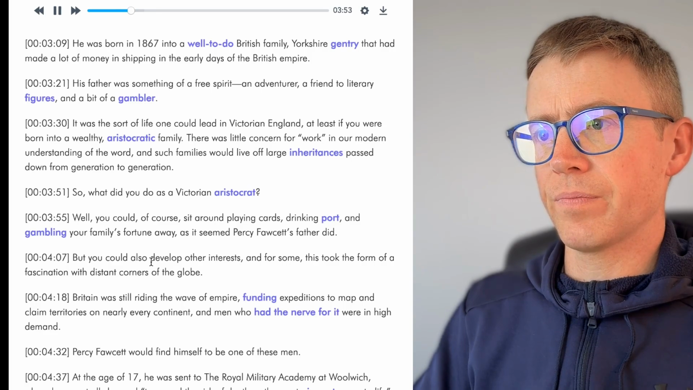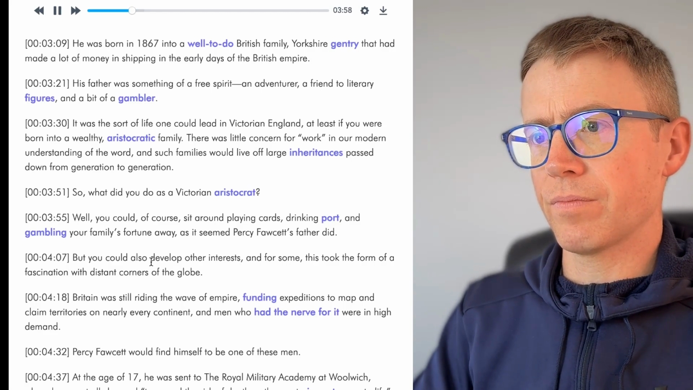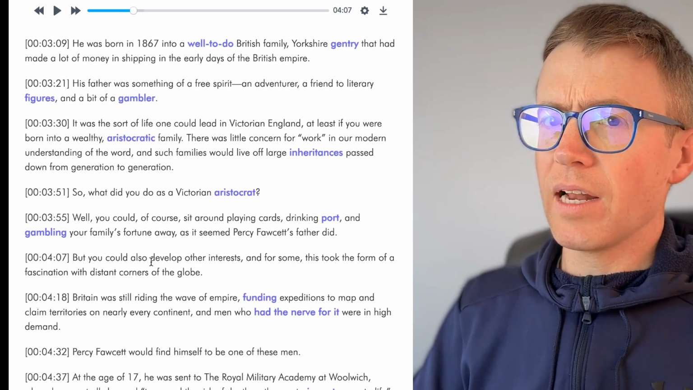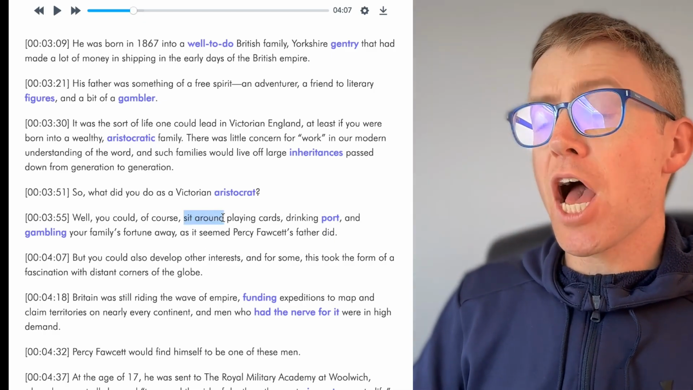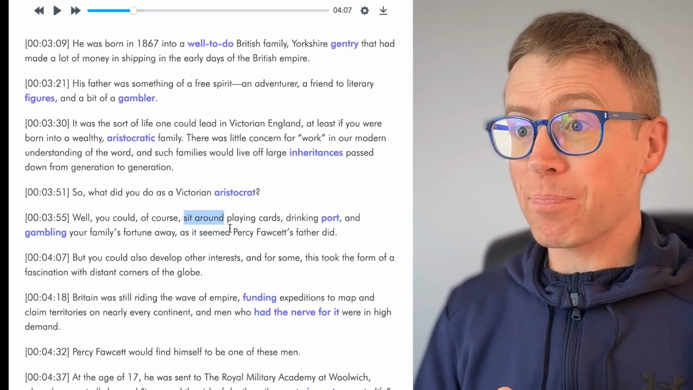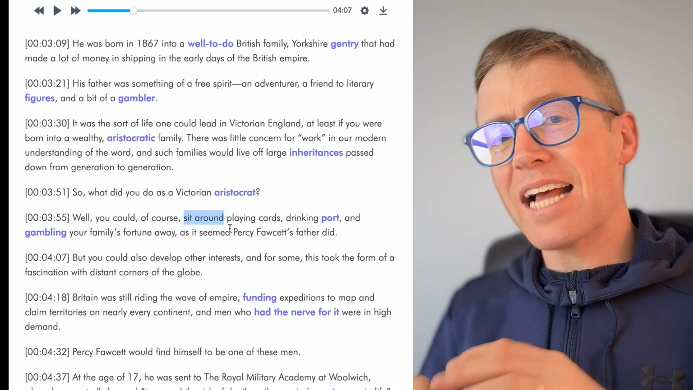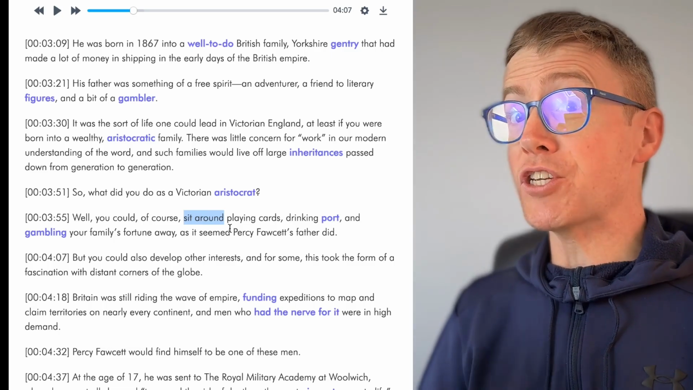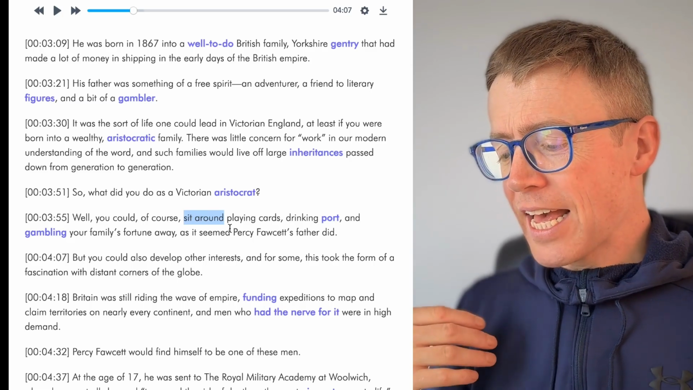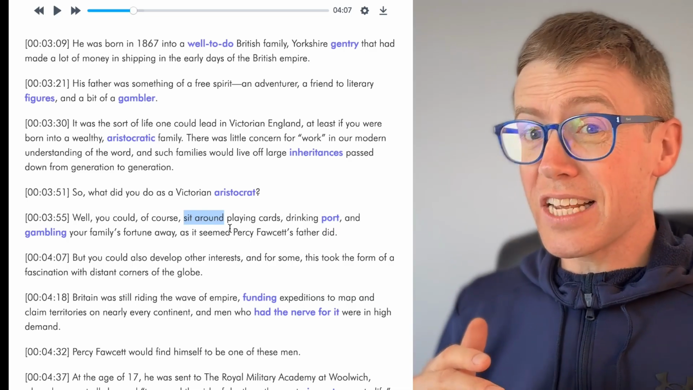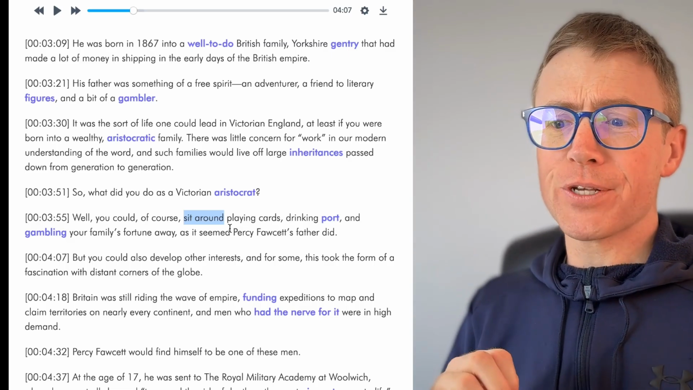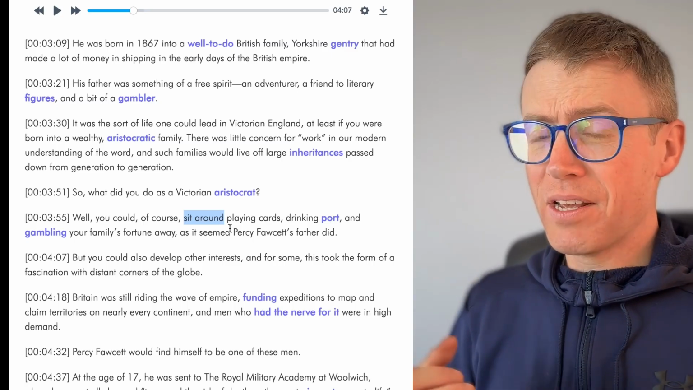So, what did you do as a Victorian aristocrat? Well, you could, of course, sit around playing cards, drinking port, and gambling your family's fortune away, as it seemed Percy Fawcett's father did. Let's talk about a couple of things here. Now, sit around. This is an interesting phrasal verb because, of course, sit means just be on a chair, be on a table, whatever it might be, if you're just sitting. But if you sit around, it has the meaning of sitting, not doing anything productive or valuable. So if you add around after a verb like sit, it gives the meaning of kind of not really doing anything valuable. You can have sit around, you can laze around, lounge around, or even hang around.